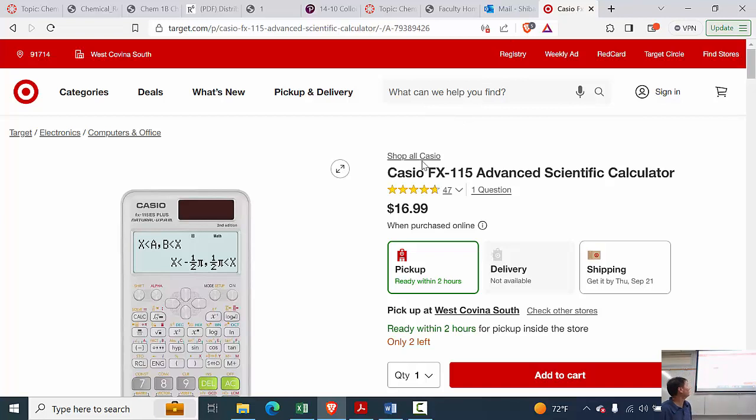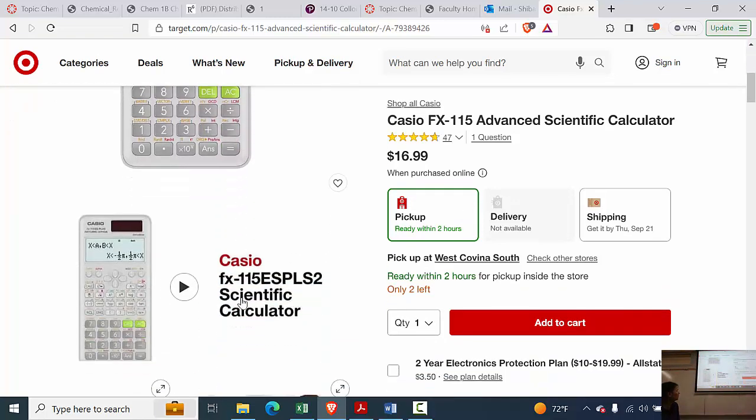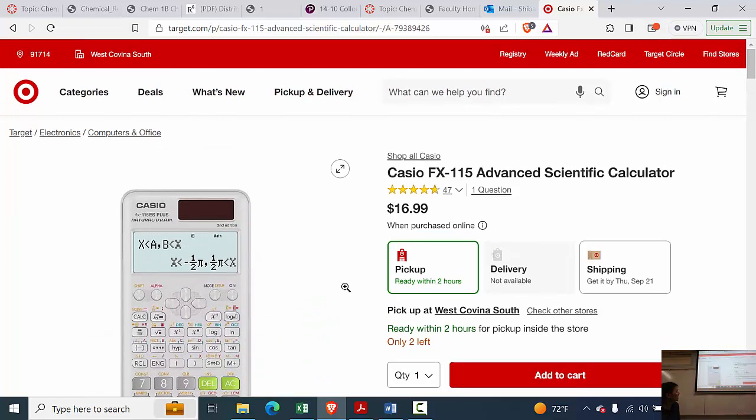This is my calculator that I'm using. I'm using the Casio FX115 Plus. I have a black one. This one solves up to third order equations. So if I can get into that form, then I just plug in A, B, C, and D, and then it'll solve it for me. You can get a TI also. This is about $17 here.